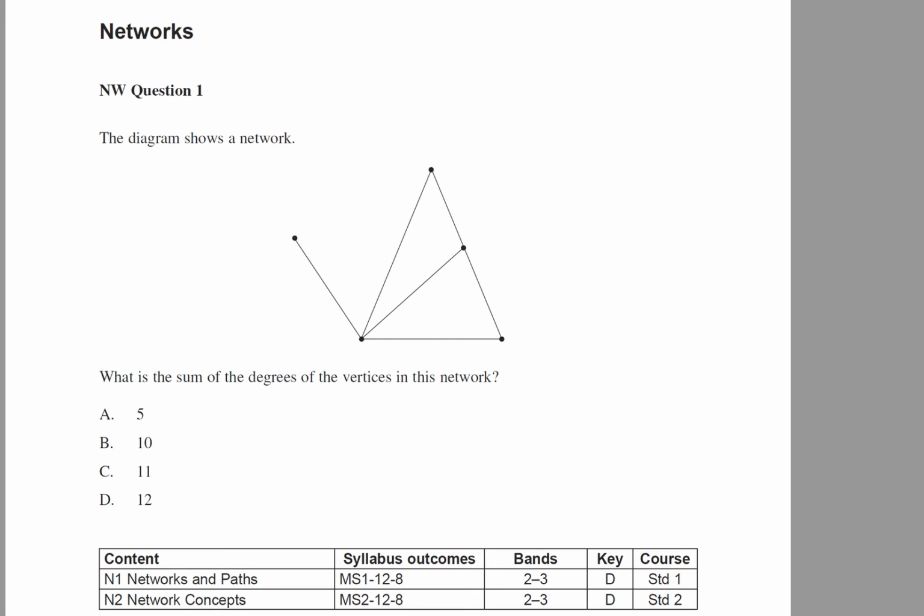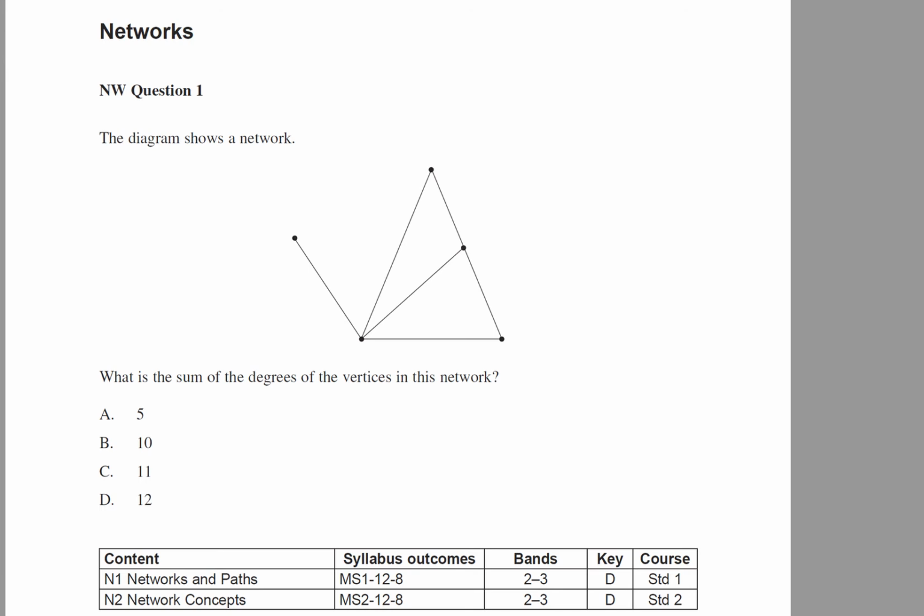Hello Standard 2 students. I'm going to go through the sample examination questions for the networks topic. So you might recognize this one because you had it in your previous paper. It wants the sum of the degrees of the vertices in this network.